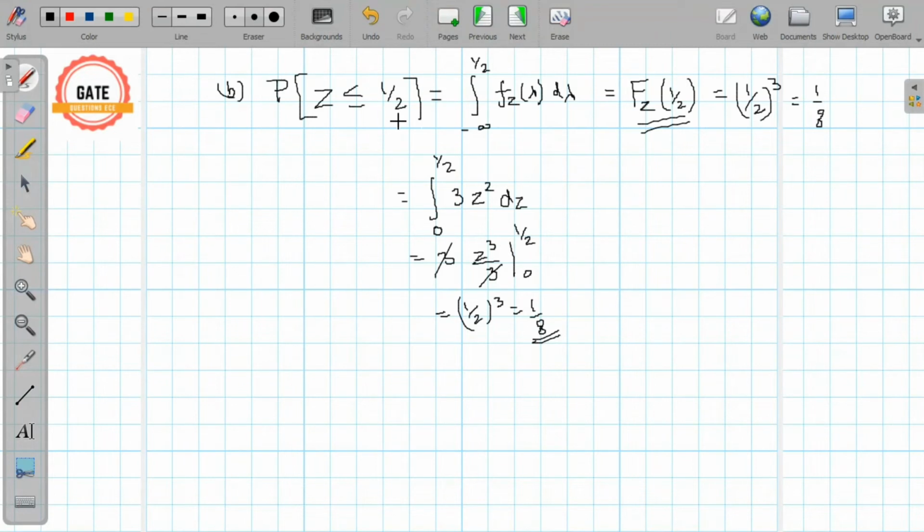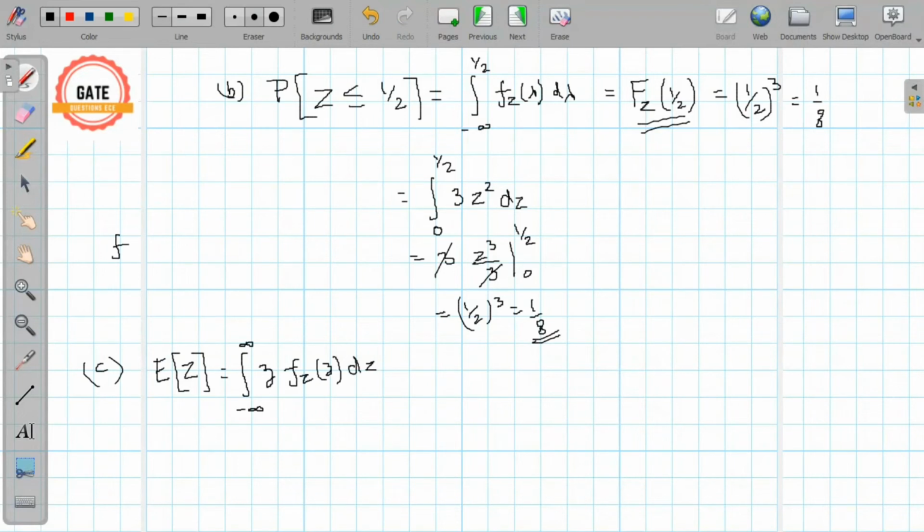So now let's see part C of this question. In part C, it is asked to find the expected value of Z. And from the formula of expected value of Z for a continuous random variable, we know it is equal to the integration from minus infinity to plus infinity of the sample value Z times the PDF of Z dz.